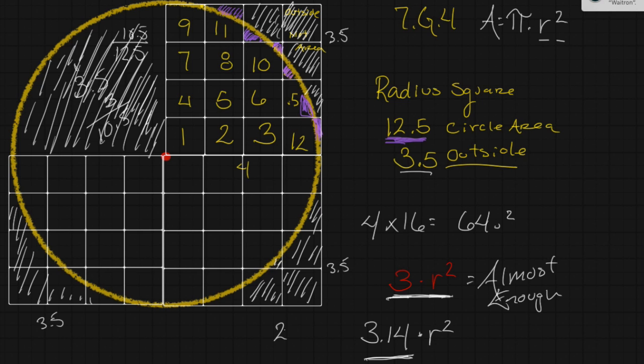Remember, we could also use 22/7 if it was convenient to do that. All right, I hope this helps you understand why the formula for area is pi r squared. Keep in mind the idea of a radius square. That's a really important concept when covering the surface area of a circle.